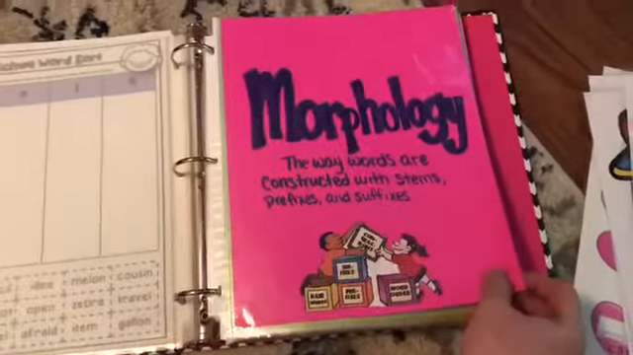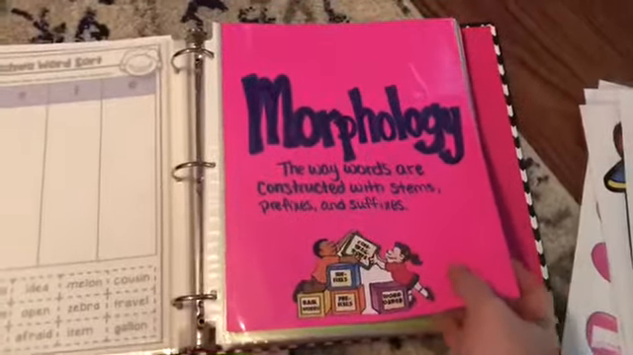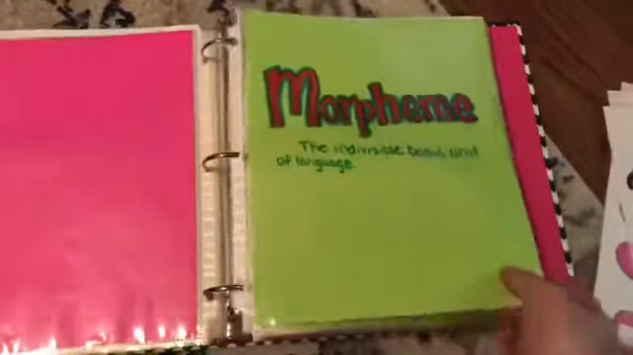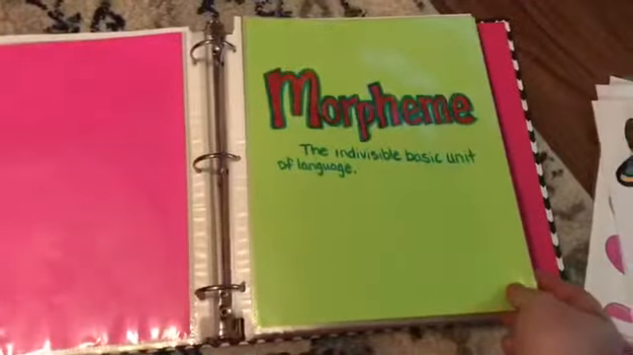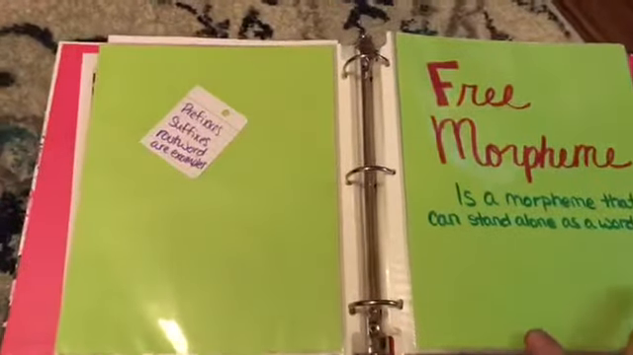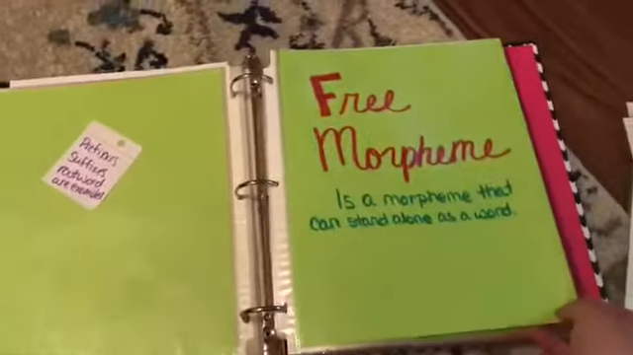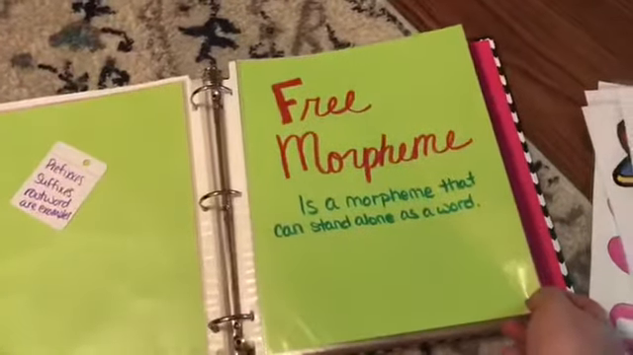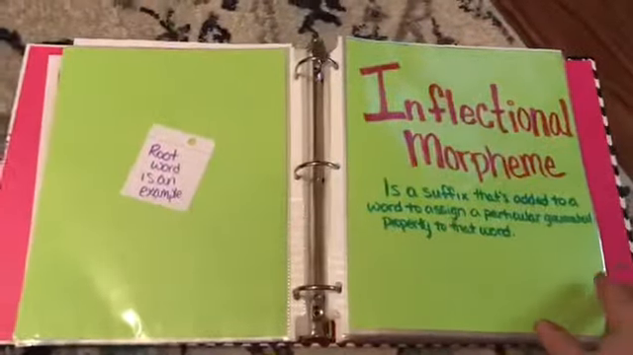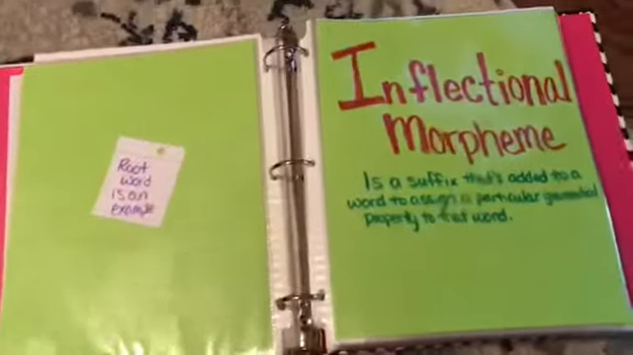And then you would have them cut these out and paste where they go. So, we'll move on to morphology, which is the way words are constructed with stems, which are prefixes and suffixes. These are all going to be in here for the examples. Morpheme, the indivisible basic unit of language, and that one is prefixes, suffixes, and root words as the example, which will be later. And we have free morpheme. It's a morpheme that can stand alone as a word, which is actually a root word. You'll see that for the example in a minute.